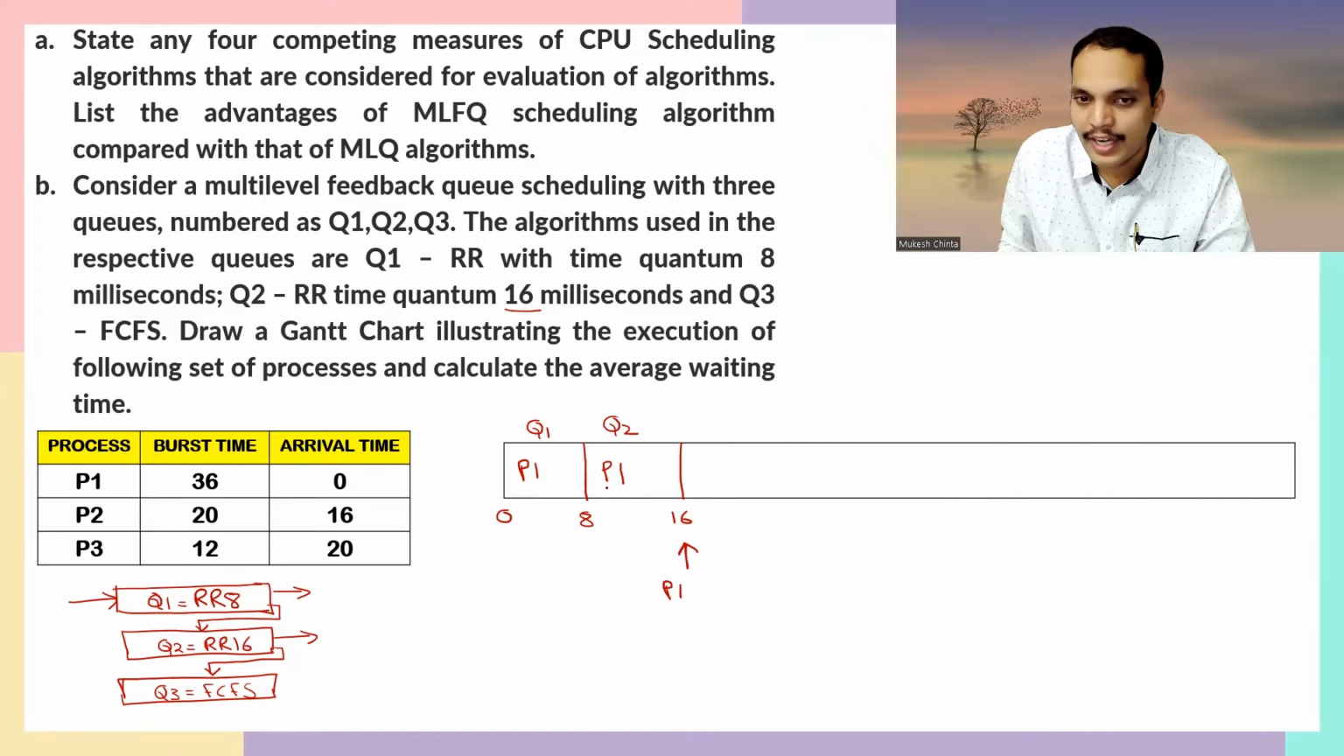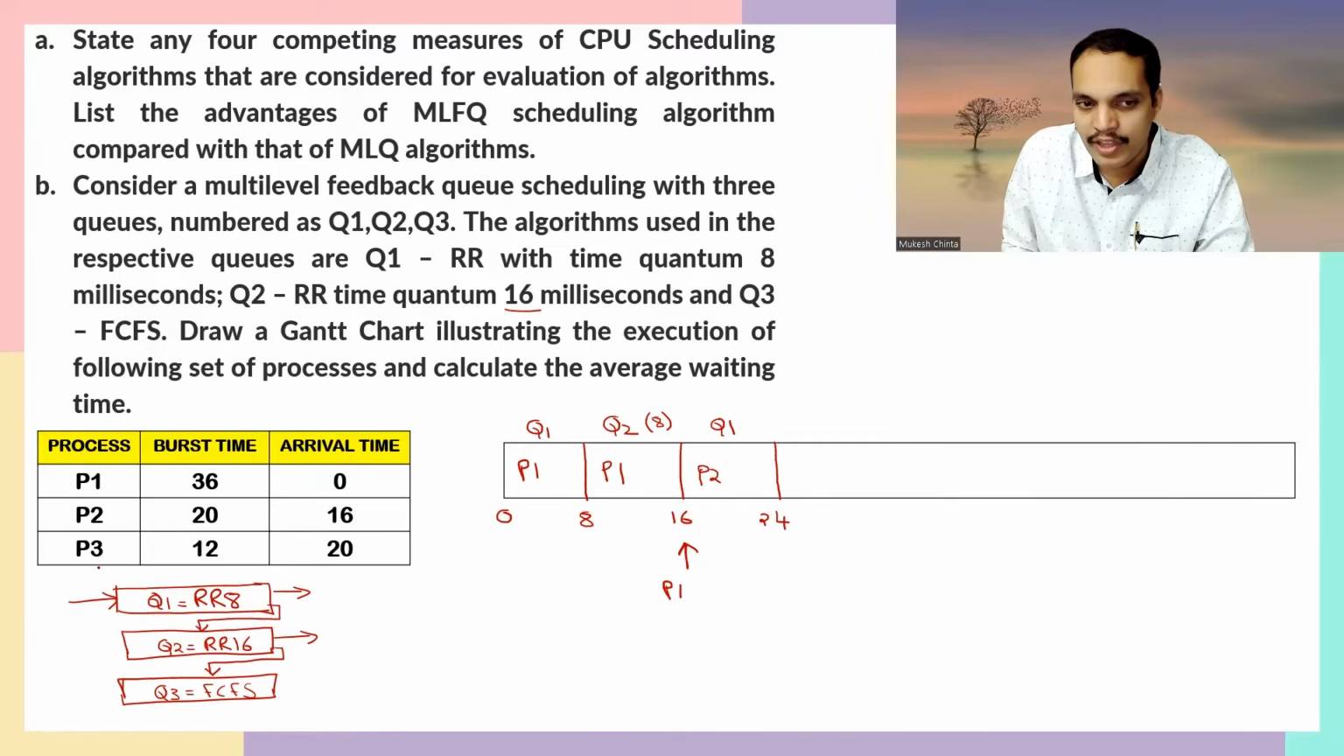But please remember that it did not complete the entire burst of 16 milliseconds of RR16. In Q2, it only has completed 8. There is still 8 pending for P1 in Q2. At 16, I assign the CPU to P2. Once again, P2 completes its execution in Q1 till 24. This is Q1. And it will be moved to Q2 because it hasn't completed the execution.